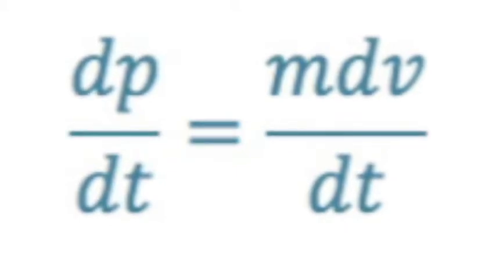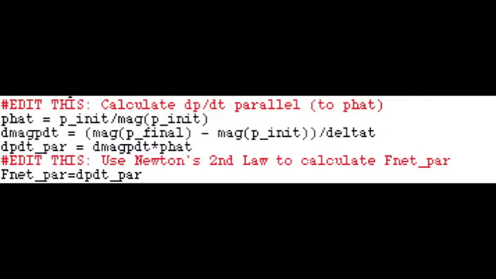Next, I calculated F net parallel, which I found by finding the change in speed of the star as it moves along the curve, or dp over dt parallel. To calculate F net parallel, I found the unit vector of momentum, p hat, and the change in magnitude of momentum. I then found dp over dt parallel by multiplying p hat by the change in magnitude of momentum, and finally set that equal to the F net parallel.